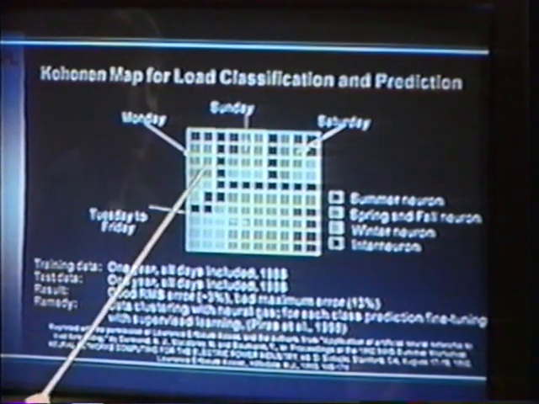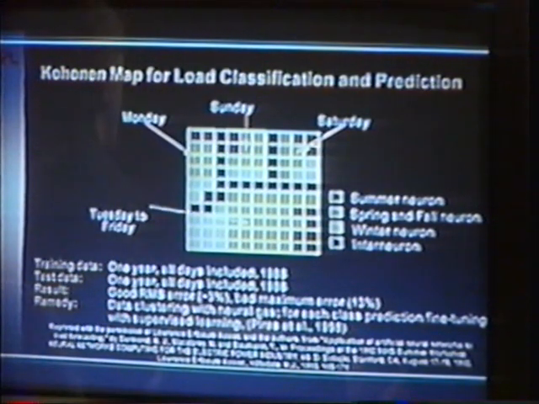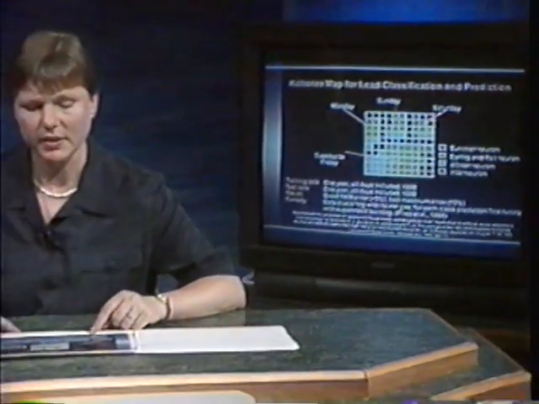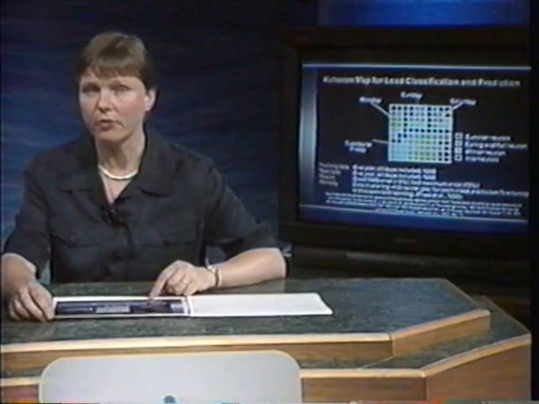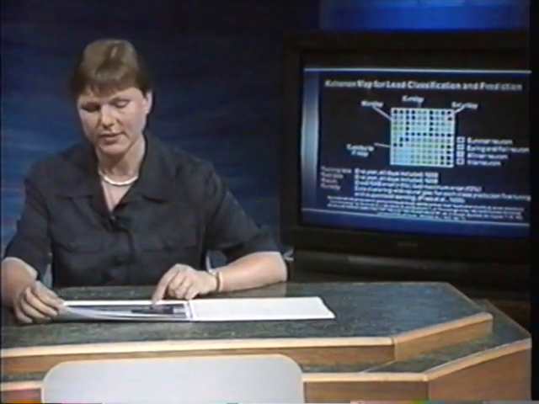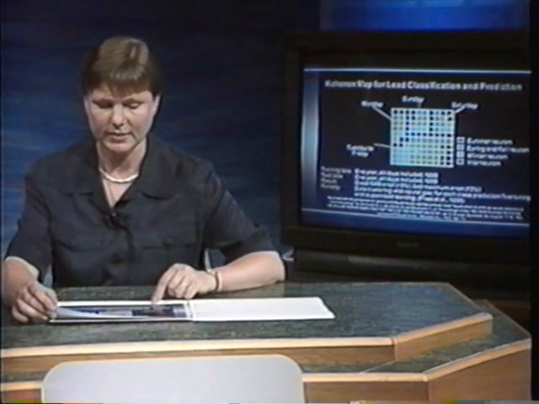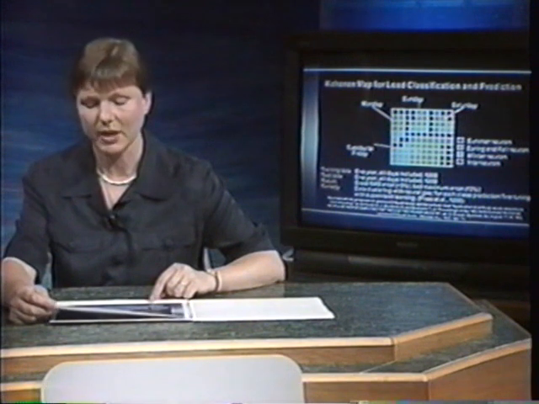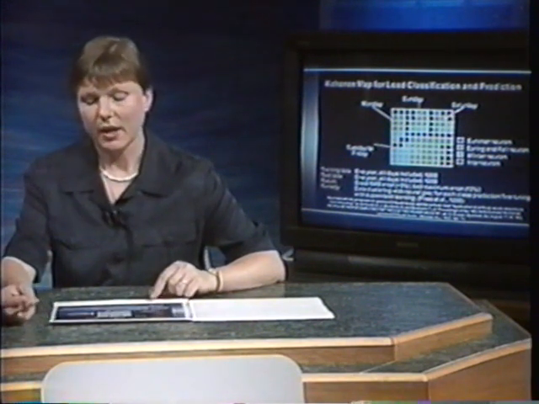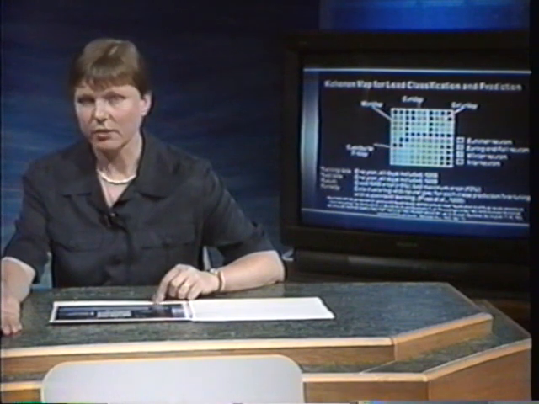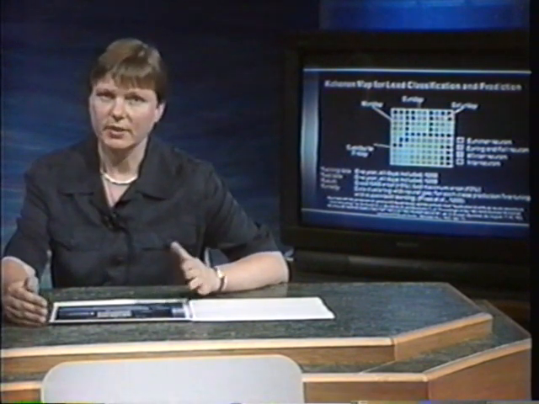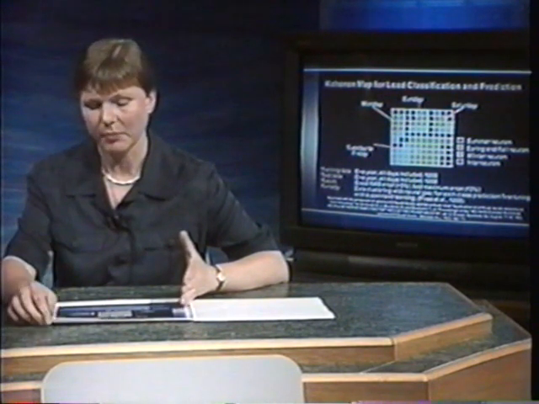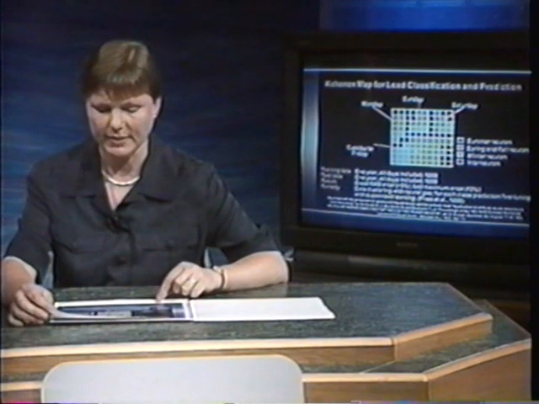So our Kohonen map gives us a pretty good two-dimensional picture of the different types of load data we are encountering during the process. And the map was trained with 1 year of data, all days included, from 1985. The test data was 1 year, all days included, 1986. And the results were good, root mean square error in the order of 3%, but bad maximum error in the order of 13%. And the remedy is data clustering with neural networks, but afterwards fine-tuning for each class with a supervised learning algorithm. This work has been done by Piras and his co-authors in 1995.